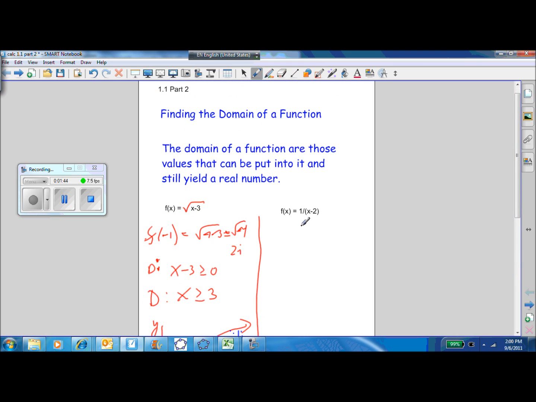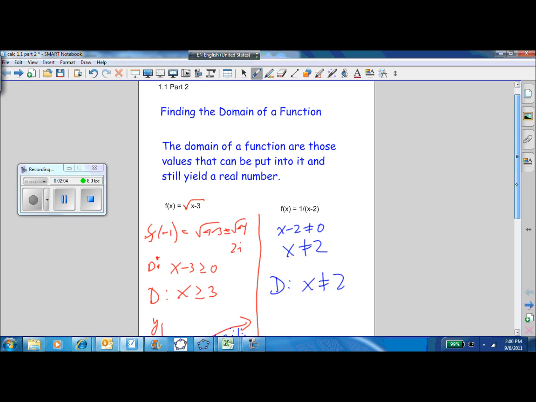Now, another restriction on functions is if you're possibly dividing by 0, because you can't divide by 0. So if we look at the function f of x equals 1 over x minus 2, x minus 2 cannot equal 0, so x cannot equal 2. So the domain of this function is x cannot equal 2.